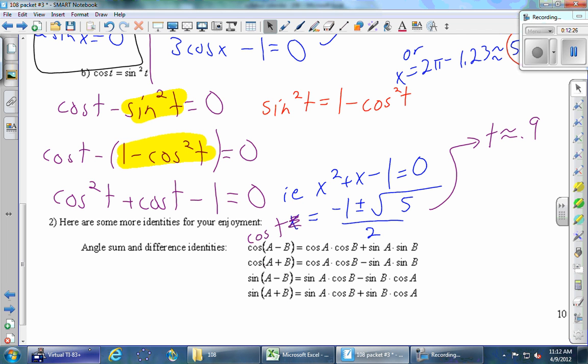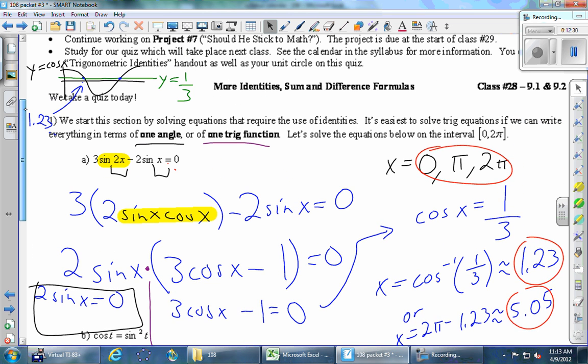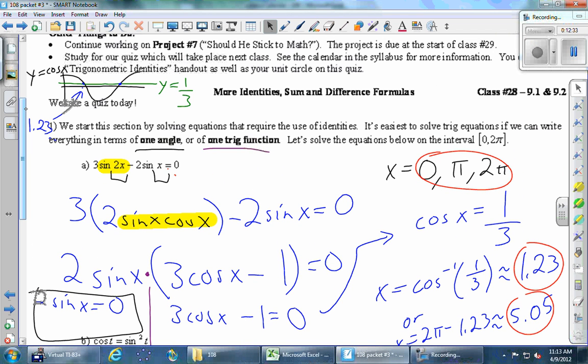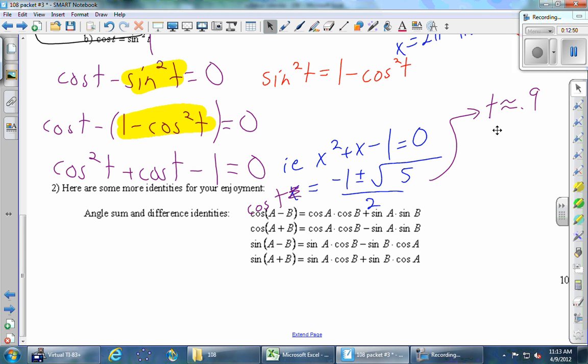And just like up above, expect two answers. I feel like it's going to be the same technique to find the other answer. What do we do? It's going to be a 2 pi minus. I think for cosine, it's always a 2 pi minus. So one answer is this. The other answer is 2 pi minus that number.